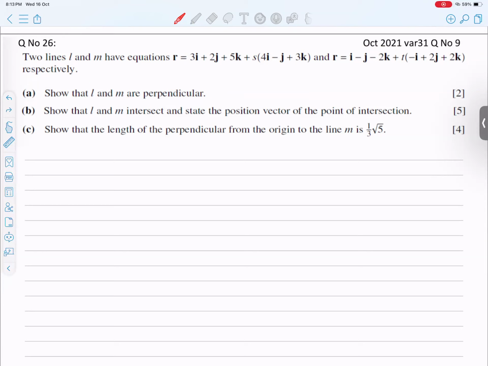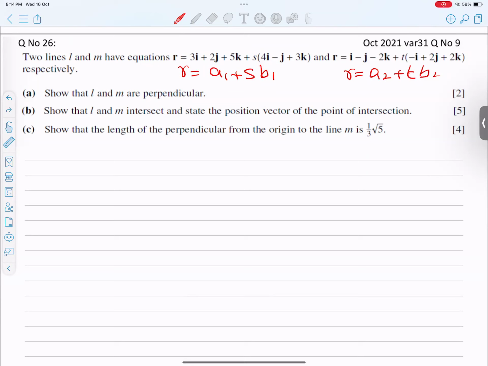So I said before, this is called r equals A1 plus s times B1. This is called point number 1. This is called direction number 1. r equals, I call A2 plus t times B2. This is called direction 2. This is called point 2. So I hope it is clear.